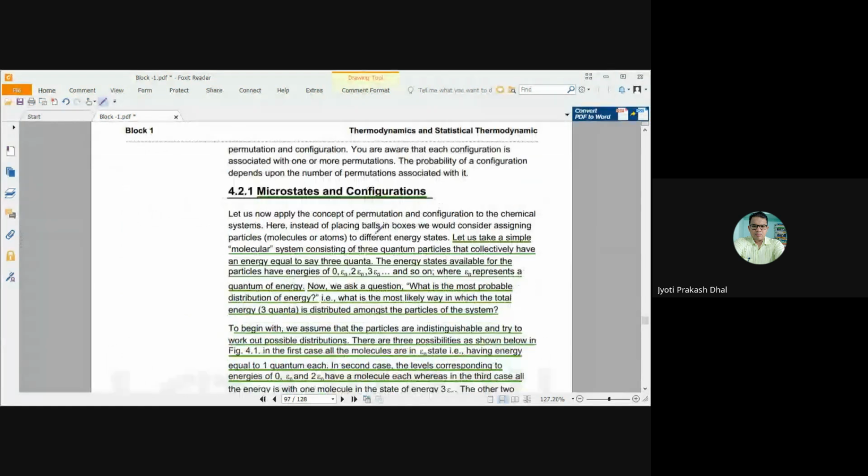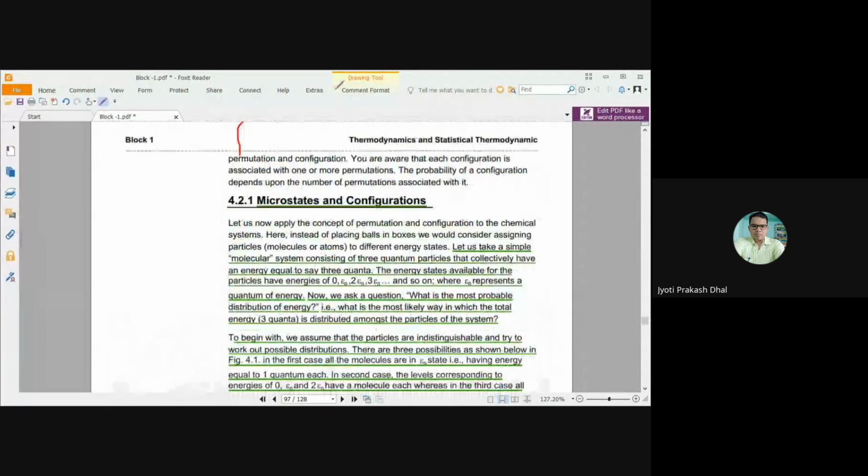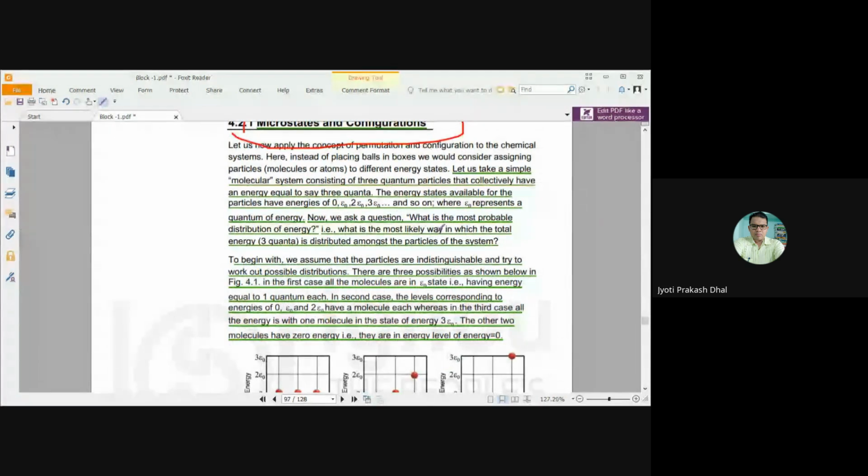Now, before going into details about the Boltzmann distribution function, first we should know what the different types of microstates and configurations are. Let us take a sample molecular system containing three quantum particles that collectively have an energy equal to, say, 3 quanta. The energy states available for the particles have energies.